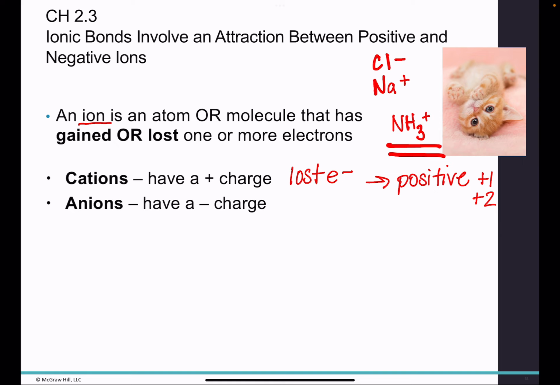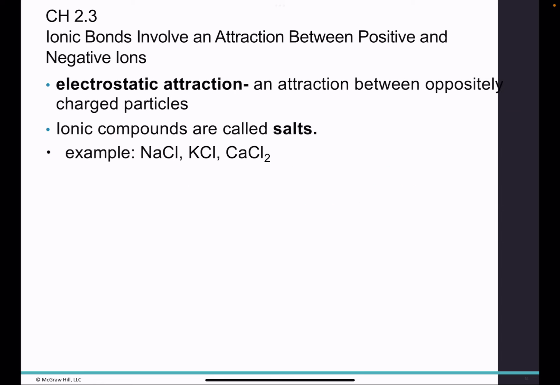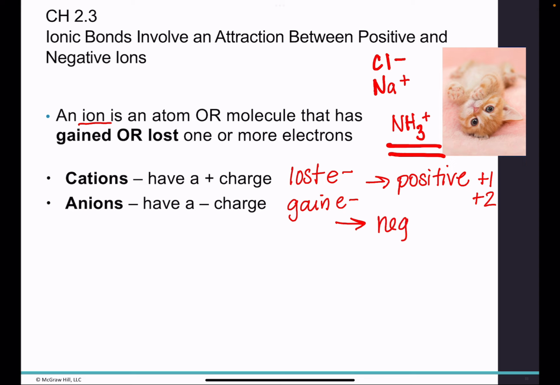Conversely, an anion is an ion that has a negative charge. This happens when it has gained an electron. This is because electrons are negatively charged, and so if you bring in more negativity, they are going to become negative. Now, just like your cations, if you gain one electron, you become a -1 charge. If you gain two electrons, you gain a -2 charge. So keep in mind that electrons are negative. So if you gain an electron, you become more negative.